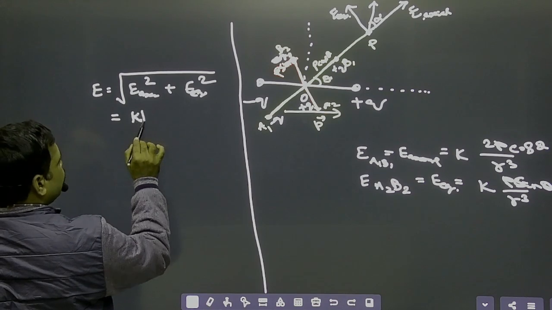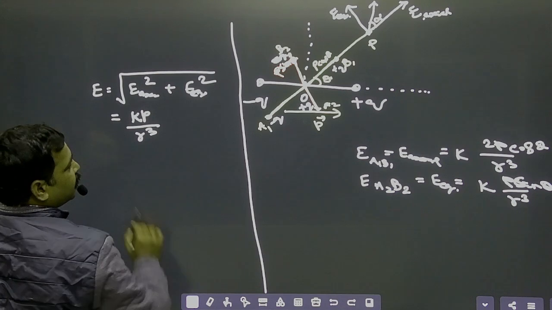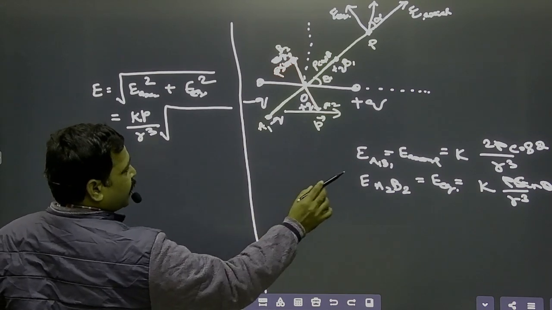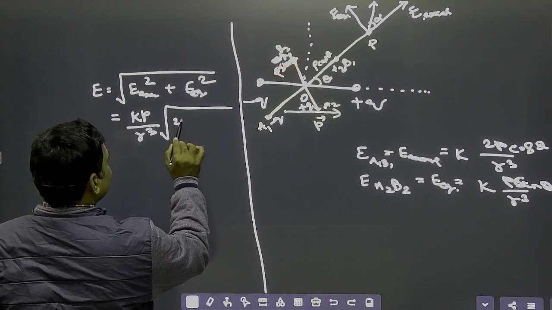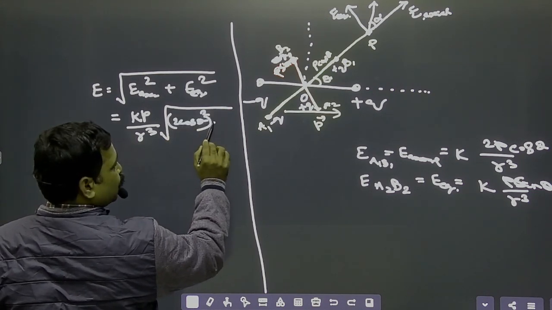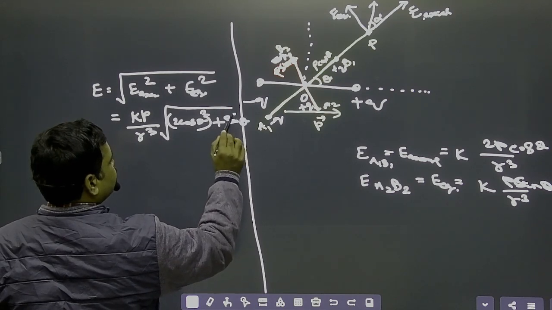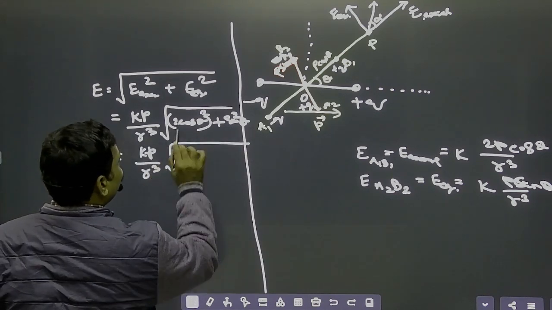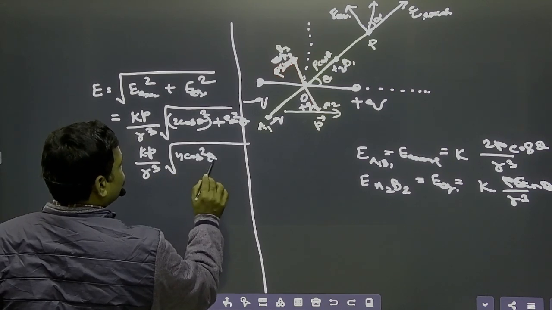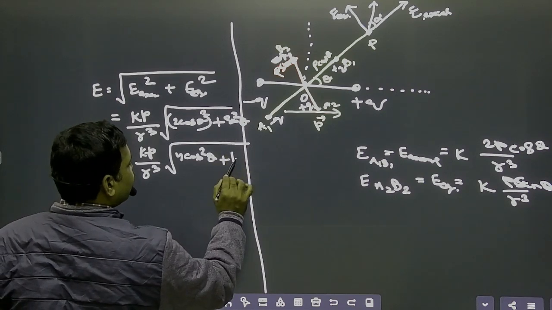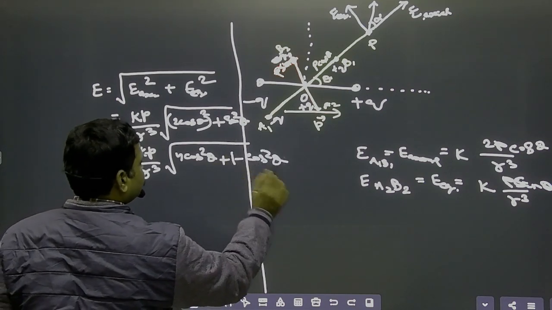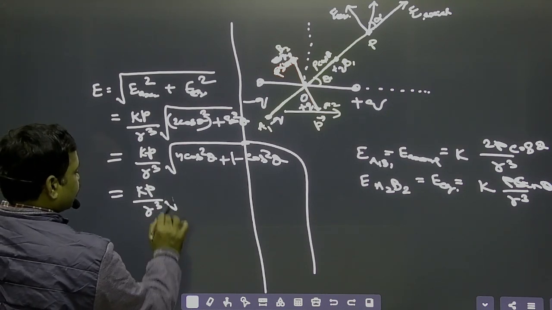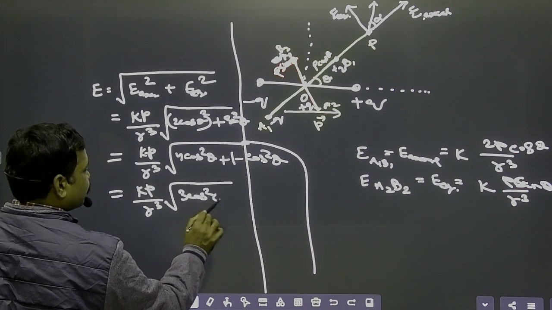Kp upon r cubed. We can take that common. So now we'll be having only this one as cos theta, that is (2 cos theta) whole square, plus this will be sin square theta. So now we'll get Kp upon r cubed times the square root of 4 cos square theta plus sin square theta. For sin square theta, I can write 1 minus cos square theta. So this will come as Kp upon r cubed times the square root of 3 cos square theta plus 1.